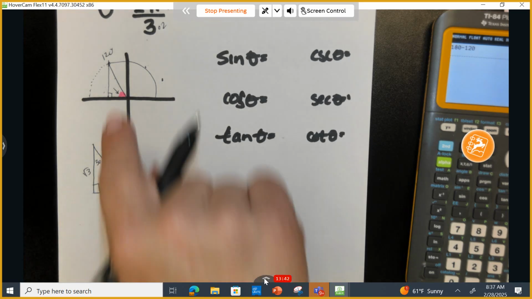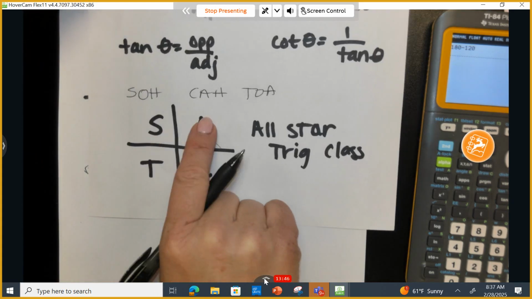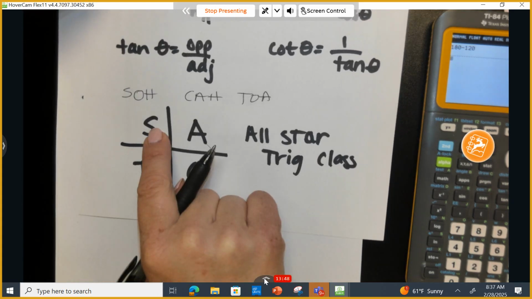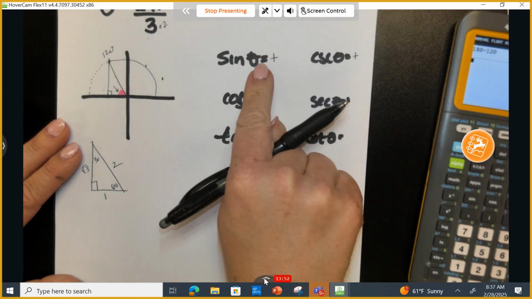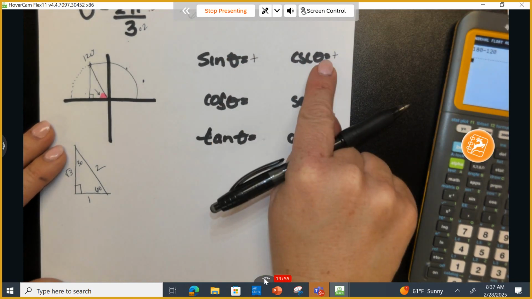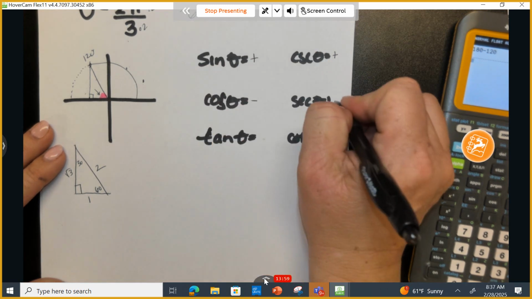3. This terminal angle lands in quadrant 2. All-star trig class says only sines are positive. So come up here, put a plus, and put a plus in both the primary and the secondary. Remember, these are kind of related. Everything else gets a negative.